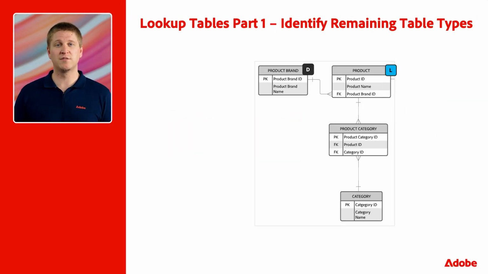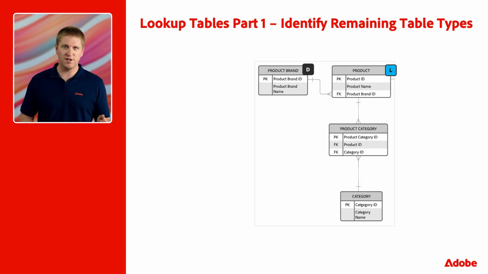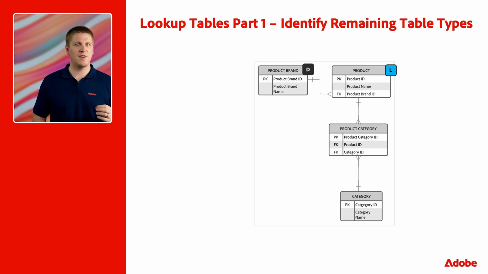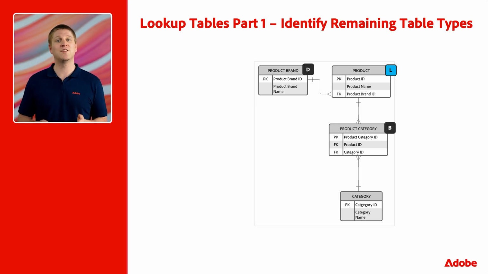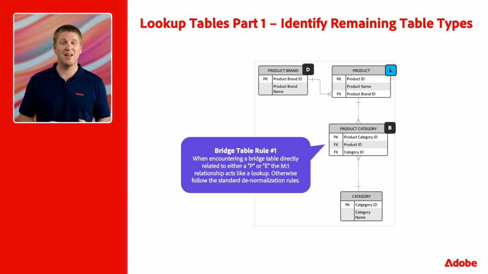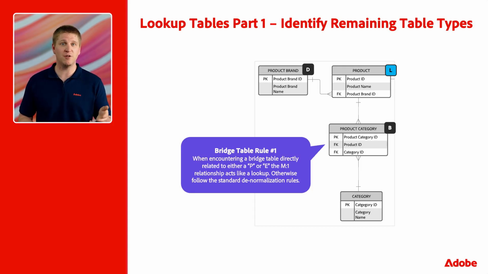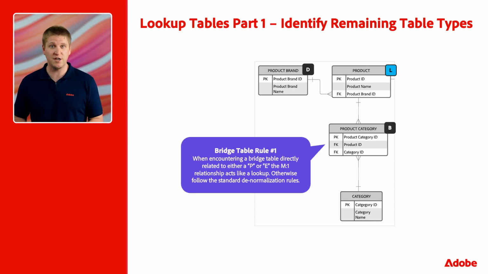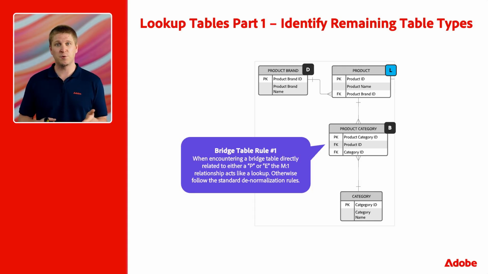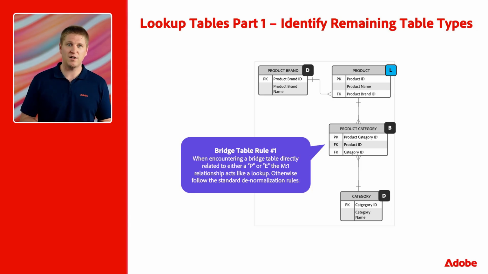Next, let's look at the product and product category table. You should immediately notice that the product category table has 2 many-sided relationships coming into it, and therefore it can be labeled with a B, as it's a bridge table. Bridge table rule number 1 kicks in immediately and states that the many-to-one side of the bridge table relationship will be an L when it's directly related to either a P or an E. But in this case, the bridge table is not related to either a P or an E. So we would follow the standard denormalization rules.